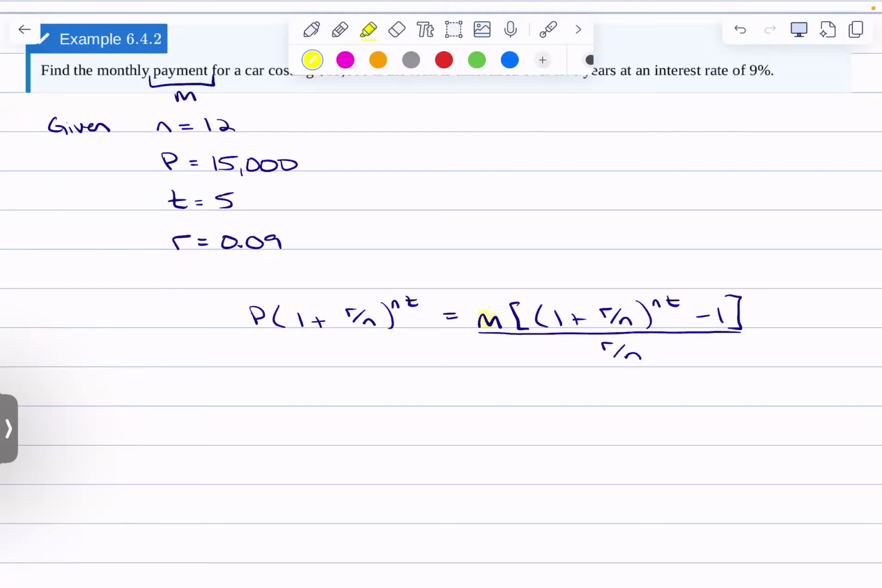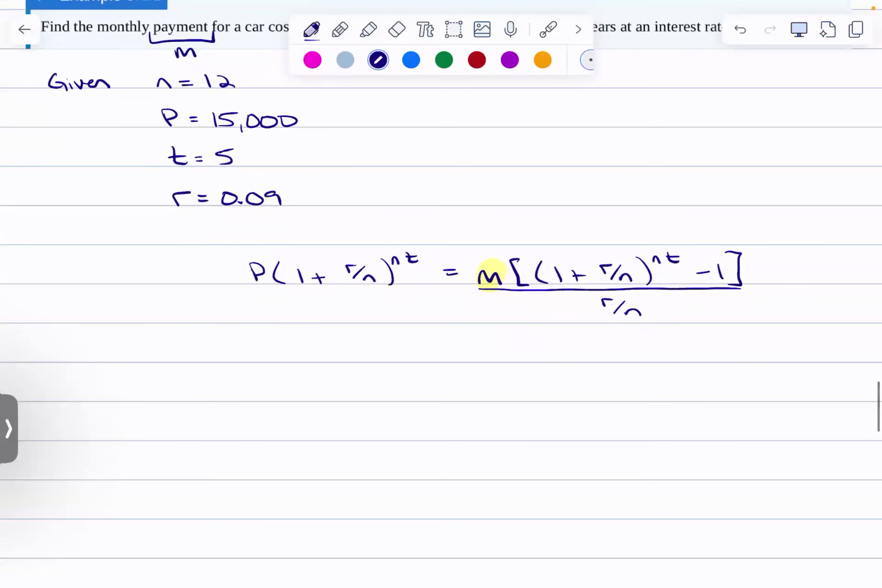And we're trying to solve for m, but we have all the other components. $15,000 times 1 plus 0.09 divided by 12. Oh, I'm so curious. Is it a nice number? Sort of. 0.0075. It's pretty good. And is 12 for 5 years. So 60.